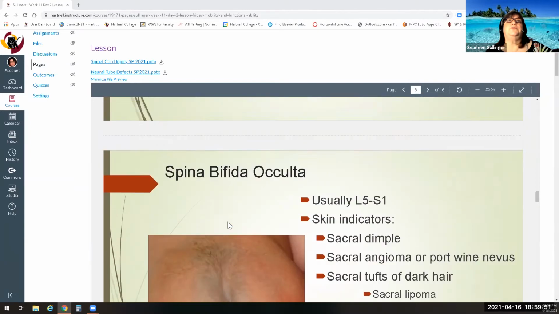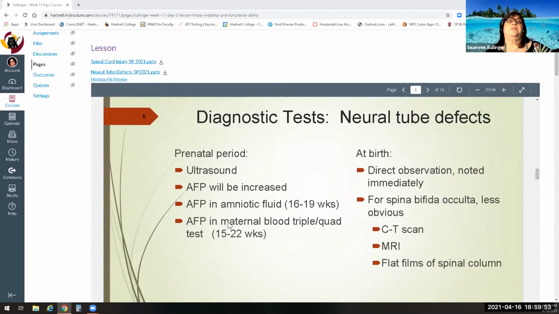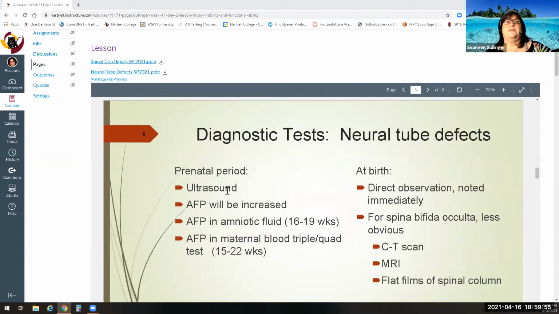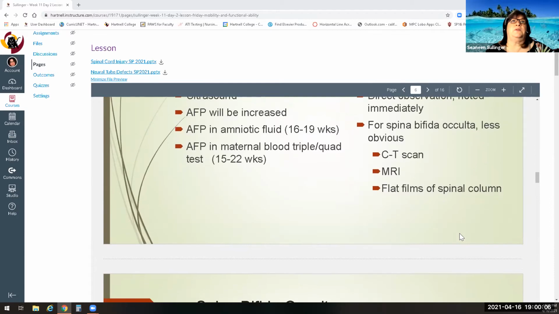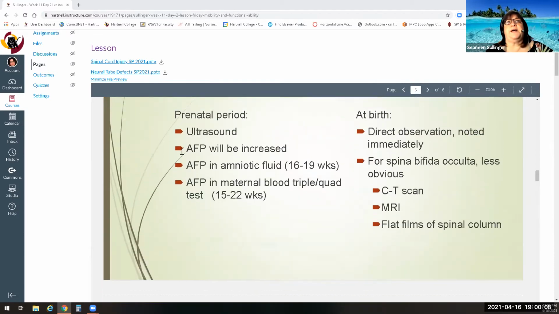And so they will do different testing. They can do ultrasounds if it's prenatal. If they think there's going to be problems at birth, if you see it, then they can do x-rays, they can do ultrasounds, those types of things. There's also amniocentesis. Remember back to amniocentesis, right, with the diagnostic testing in pregnancy?